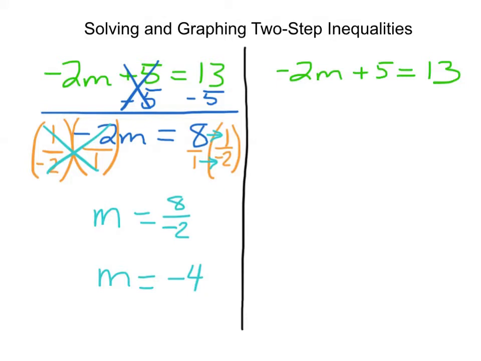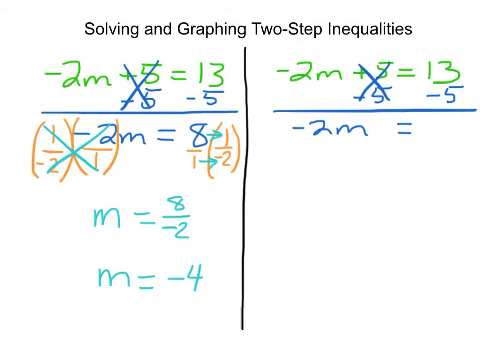So the first thing we're going to do, just like we did with the equation, is we're going to eliminate the positive 5 as the constant on the left-hand side of the equation. Remember that our goal is to isolate the variable, which means we need to get rid of the 5 and the negative 2. So we're going to add negative 5 to both sides. It's the additive inverse. And when we do that, we're going to end up with negative 2m. The 5's cancel each other out, give us 0, so we just don't worry about that. 13 minus 5 is positive 8.